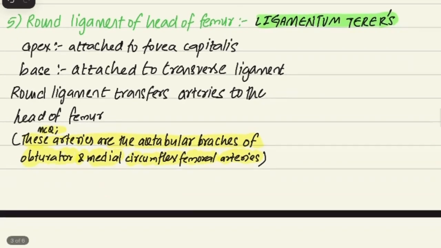Next, here we have an important MCQ. This round ligament transfers arteries to the head of femur. See, these arteries are acetabular branches of the obturator and medial circumflex femoral arteries. Here is the MCQ, how can they ask this? Round ligament transfers arteries to the head of femur. These arteries are the branches of dash. So these arteries are the acetabular branches of the obturator and medial circumflex femoral arteries. I hope you are clear.